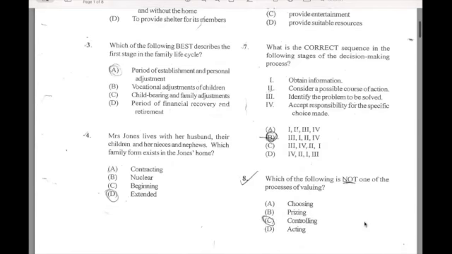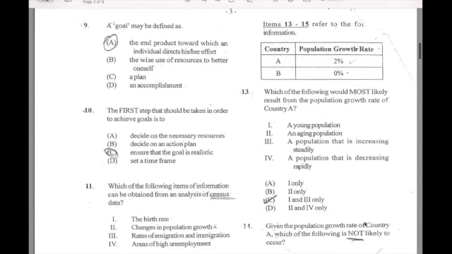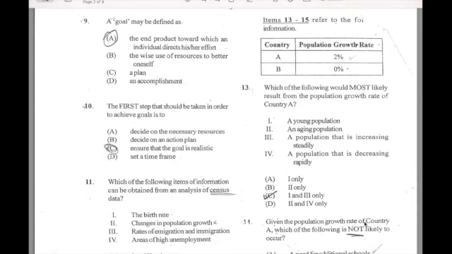Question number 8. Which of the following is not one of the processes of value? And if your answer is C, controlling, then you are correct. Question number 9. A goal may be defined as A, the end product towards which an individual directs his or her effort. Question number 10. The first step that should be taken in order to achieve a goal is to ensure that the goal is realistic. So your answer should be C.